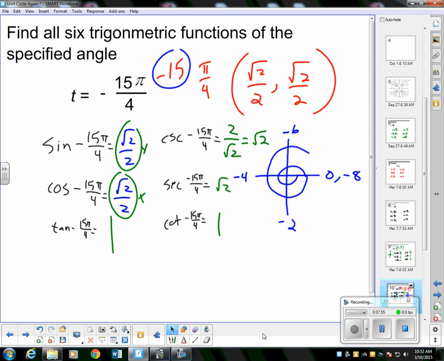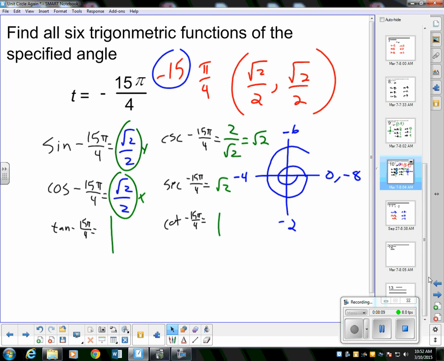Are we ever going to have problems where we're going to be not on the unit circle or have a different radius? The answer to both of those questions is an unequivocal, absolute yes. Is it going to be challenging? No, because you guys are in pre-calculus. Y'all are ready for the challenge.